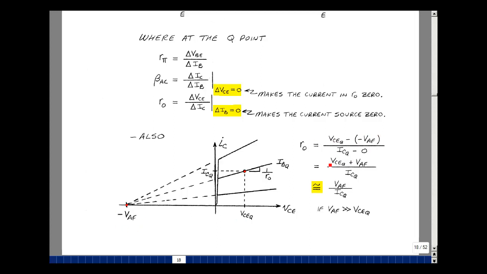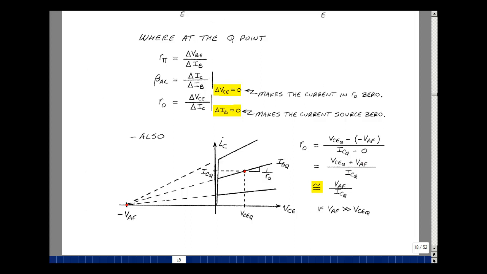We could calculate R0 off the curve itself, or we could take a small delta change and find it that way too. VAF is a pretty large number, so something on the order of 100 volts or so. We could do an approximation without actually finding the collector emitter voltage by just throwing this away and taking the ratio of these two.